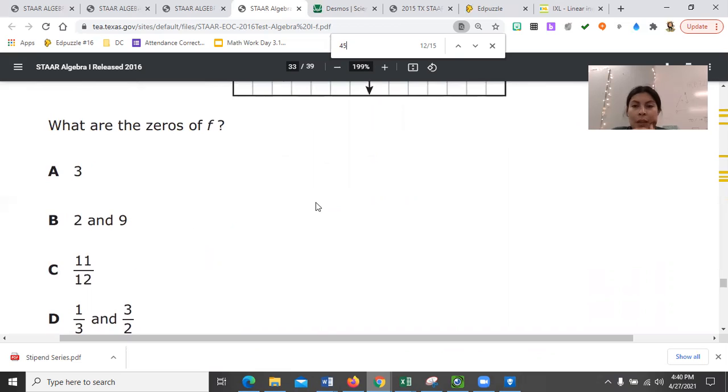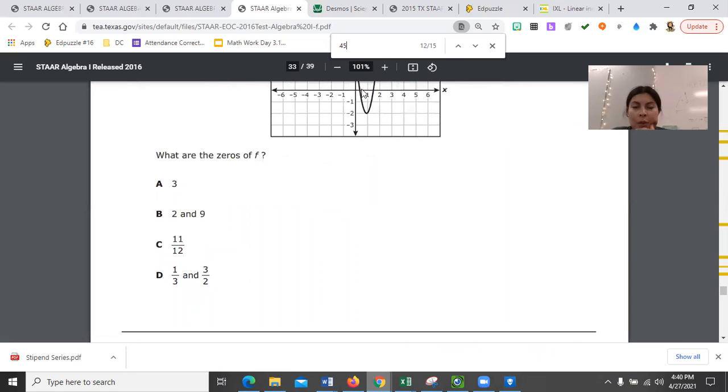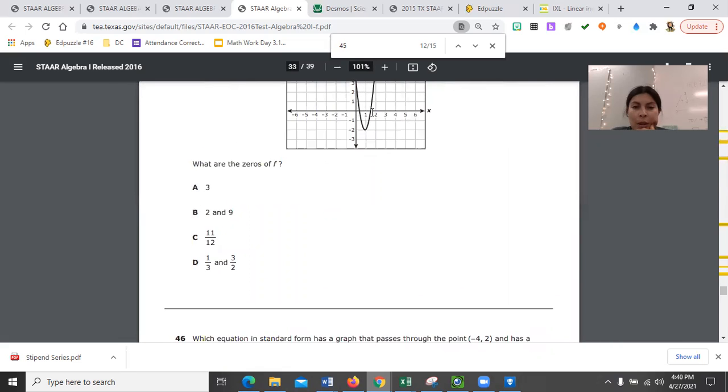Okay, so my solutions are right here between the 0 and 1 and between the 1 and 2. So it's not going to be 3. It's not touching at 3. It's not touching at 9. It's not touching at 2. So it has to be 1/3 and 3/2.